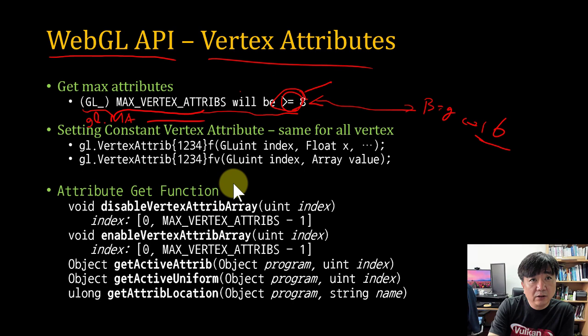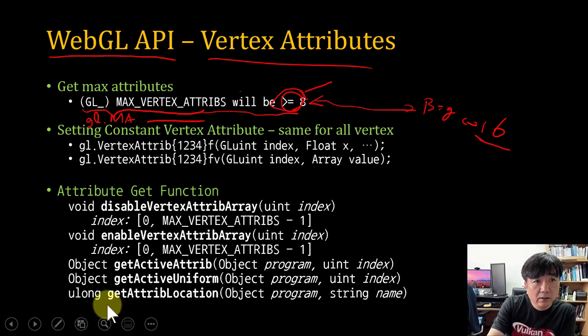Next, the attribute get functions. Sometimes we need to get some information about the current attribute. For example, we can enable the vertex attribute array and disable the vertex attribute array with the number of the vertex attribute index, so we can turn it on and off. Sometimes we need to know the number of active attributes. We can get it with the get active attribute function, and uniforms work the same way, which will be explained later. And we need the get attribute location function with a string name.